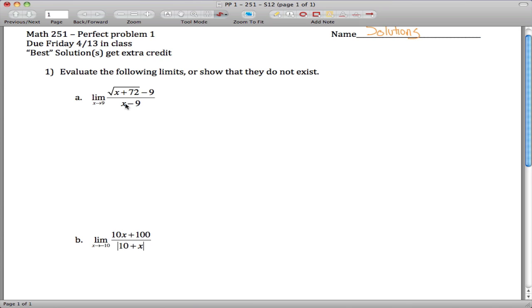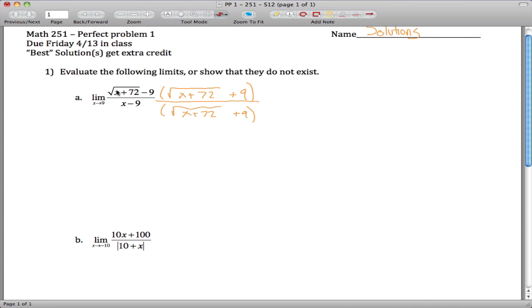This first one, really what we have is a hole at x equals 9. So what you've got to do is factor out this x minus 9 from the top and the bottom. And the trick you use to do that is you multiply the top and the bottom by the square root of x plus 72 plus 9. And I'll show you in just a second where that comes from.